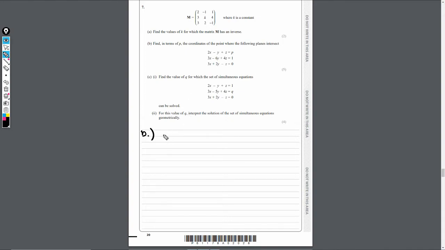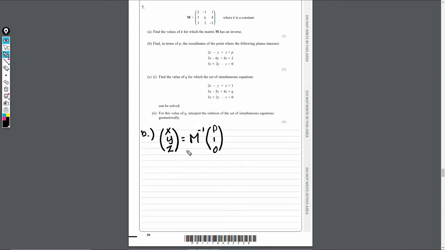So what we're saying here is we're going to find a set of coordinates. If I call it x, y, z, like so, that's going to be equal to the inverse of M, M inverse, times this vector here, P, 1, 0. Doing that will just give me the answer that I need. So M inverse times P, 1, 0, and I'll get my answer. So M inverse now.